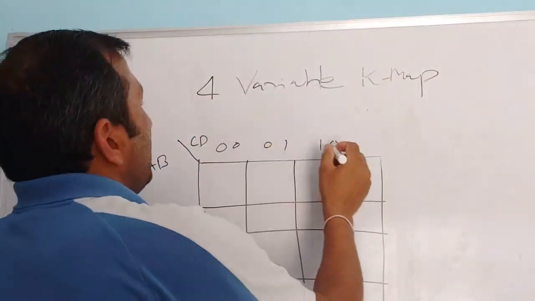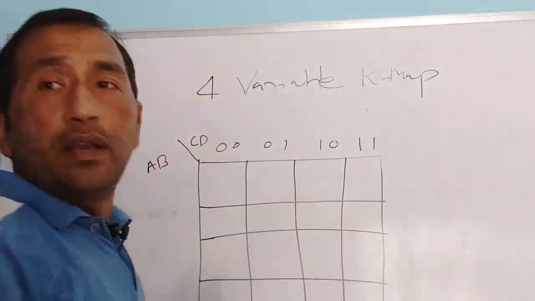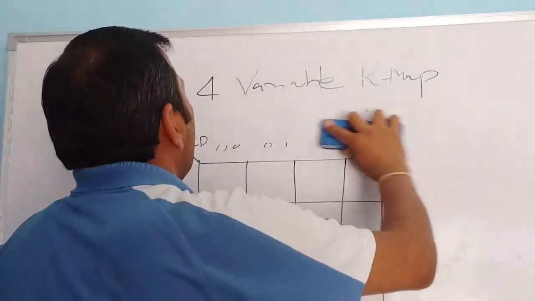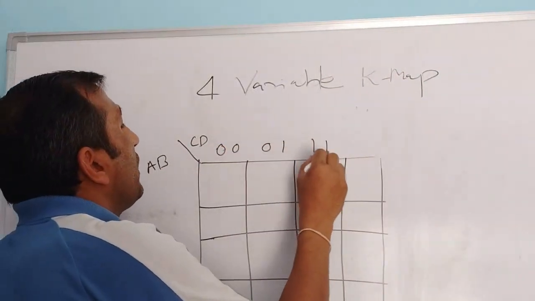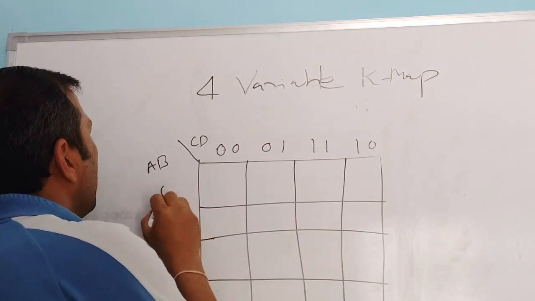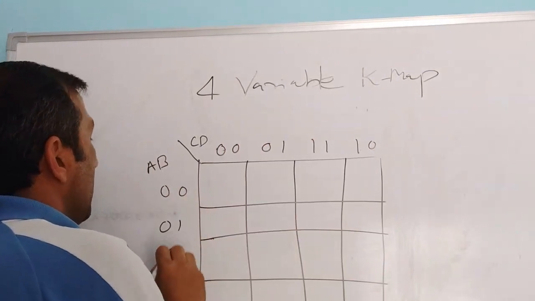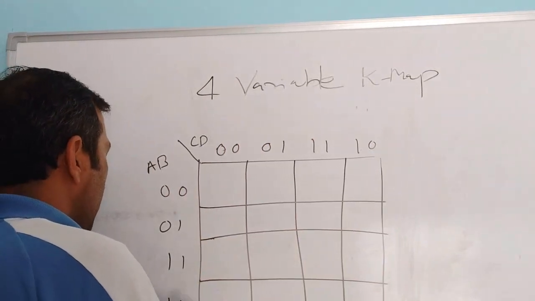0, 0, 0, 1, 1, 0, 1, 1. Alright. Sorry, this gray coding we need to do again. 0, 0, 0, 1, 1, 1 and 1, 0, and same applies over here: 0, 0, 0, 1, 1, 1 and 1, 0.